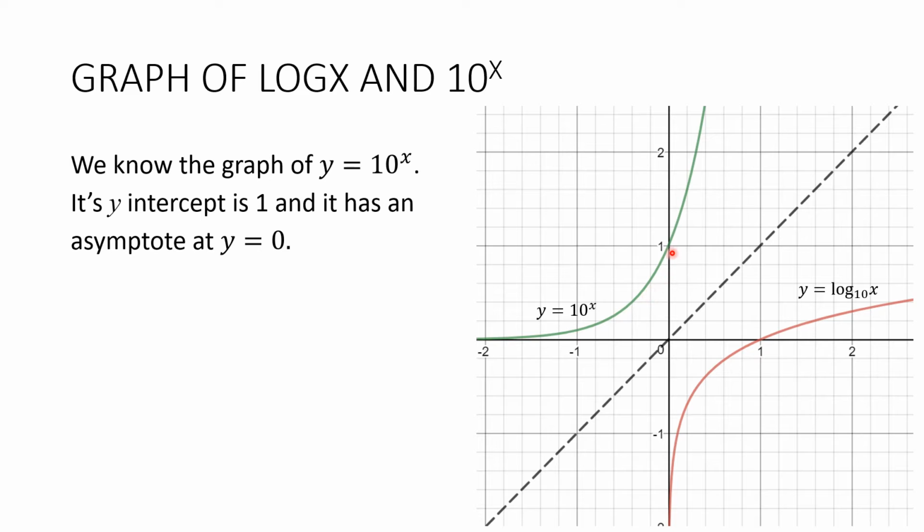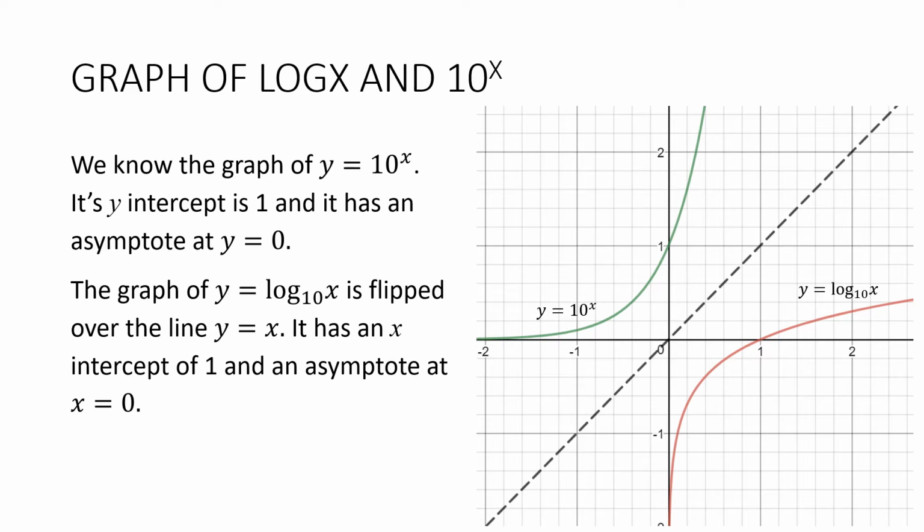It has a y-intercept at 1, and it has a horizontal asymptote at y is equal to 0. Now when we reflect that over, these things swap. Have a look, we've now got an x-intercept at 1 and we've got a vertical asymptote at x is equal to 0. So this is our graph, y equals log base 10 of x. Note how it's not defined for negative values of x.